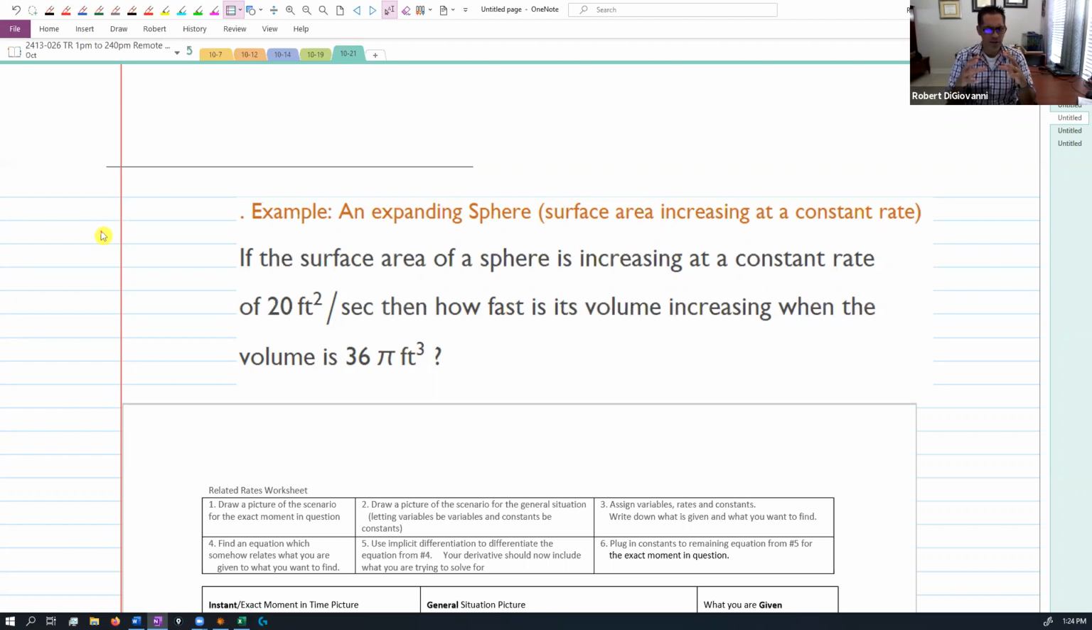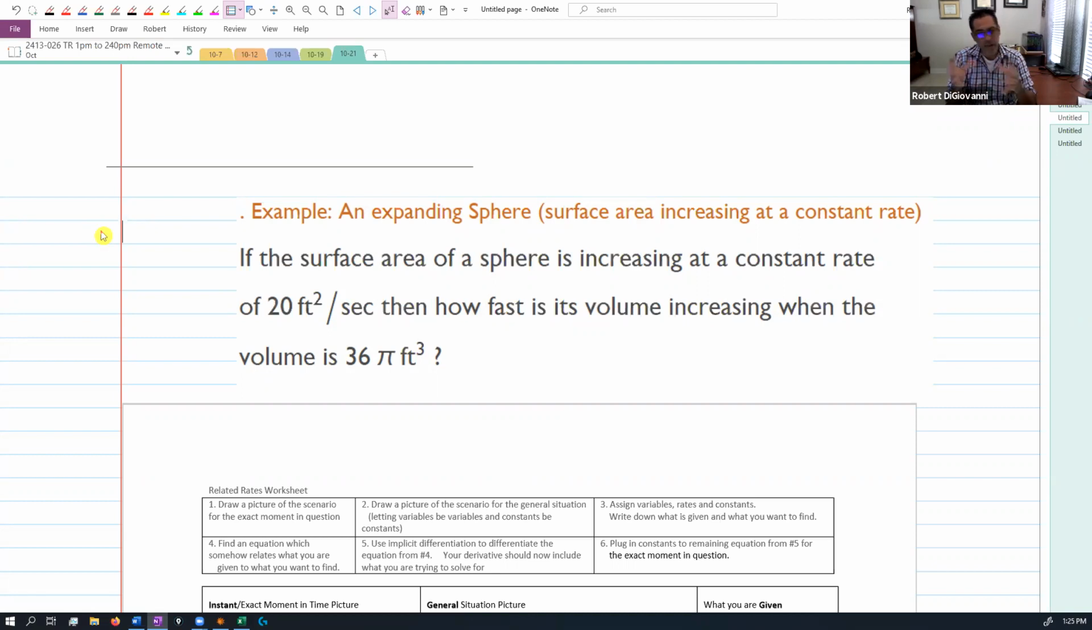So we've got this weird situation where we have a sphere that's growing and the surface area is growing at a constant rate. I want to know if the surface area is increasing at a constant rate of 20 square feet a second, then how fast is the volume increasing when the volume is 36 pi cubic feet? So we know something about how fast the surface area is increasing. And we want to know about how fast the volume is increasing at a specific instant.